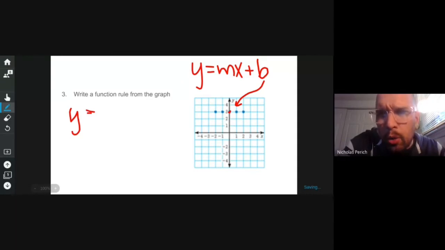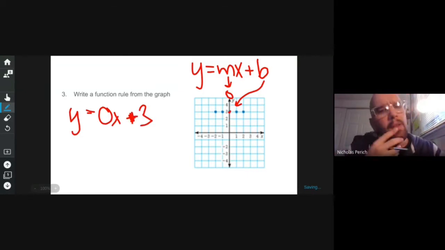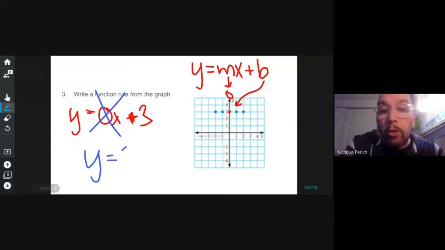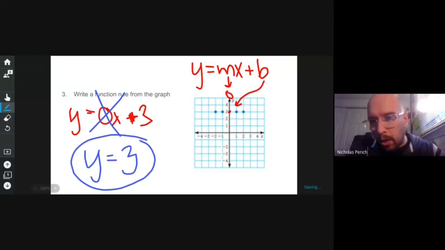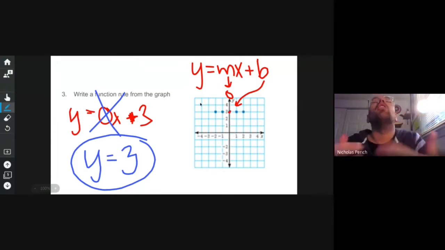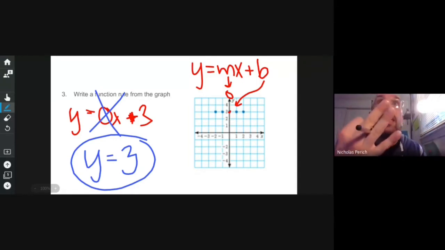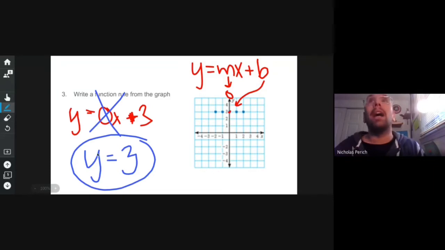So my slope is 0. Y equals 0x, and my y-intercept is 3. I don't need any of this. Y equals 3. Which makes sense because look at that point right there. What point is that? Negative 2, 3. And what point is that? Negative 1, 3, 0, 3, 1, 3, 2, 3. And all of those points, guess what y is? 3. So y is 3 no matter what.